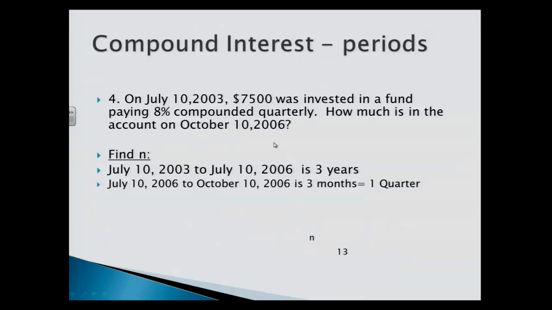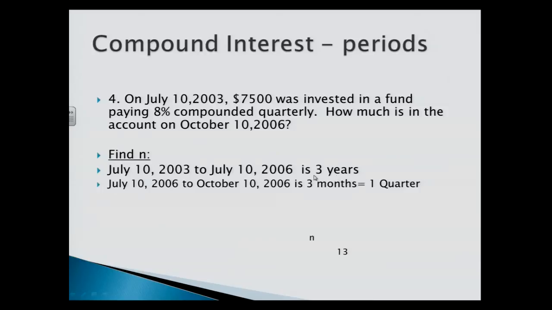Okay, let's do number 4. On July 10th, 2003, $7,500 was invested in a fund paying 8% compounded quarterly. How much is in the account on October 10th? Well, if you notice, this is nice, July 10th to October 10th. So it's even quarters. But we're going to go back to July 10th, 2006, so we can count even years. July 10th, 2003 to July 10th, 2006 is 3 years. 6 minus 3 is 3 years.